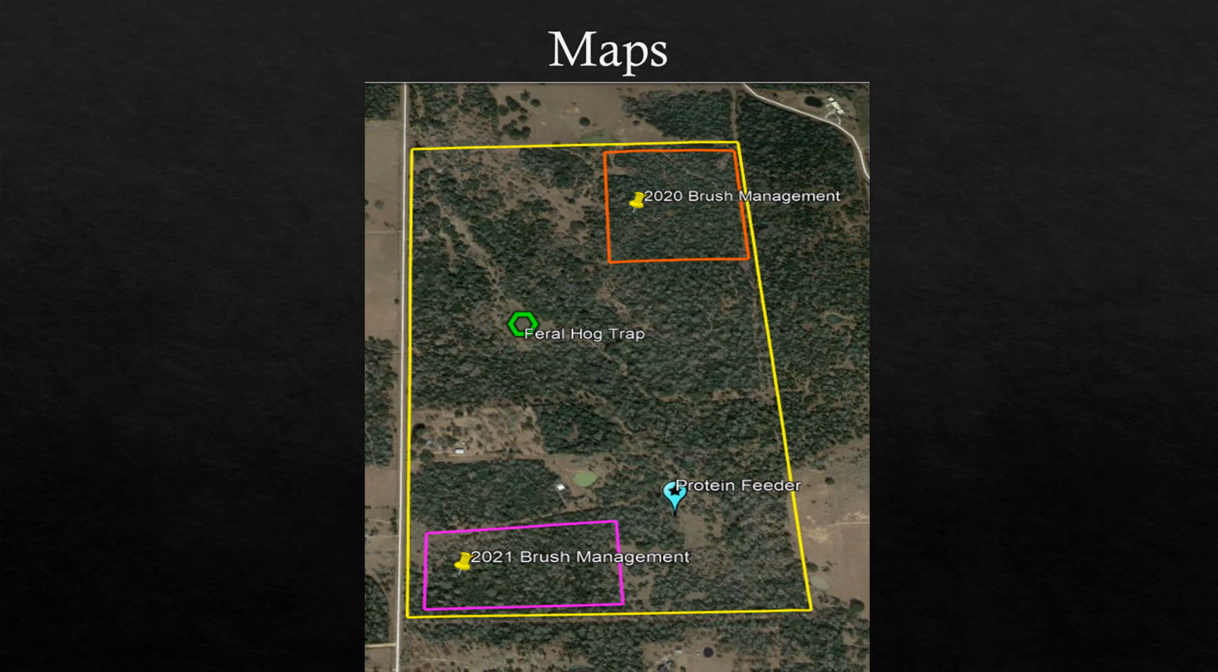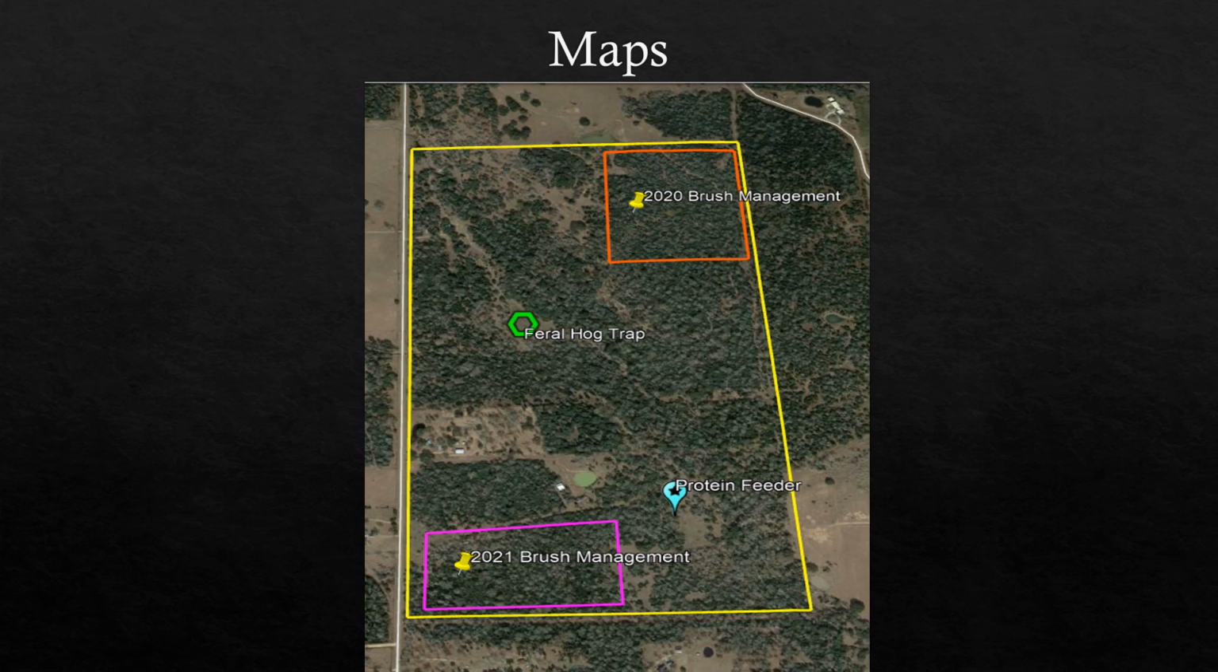And so here's an example of that, where this may fit that first property we talked about, and they're going to do some brush management in that upper right corner in 2020, and then we're going to do some brush management in another area in 2021. We got our feral hog trap there in the center of the property that we're going to keep active. And here's our protein feeder down here for the whitetails.